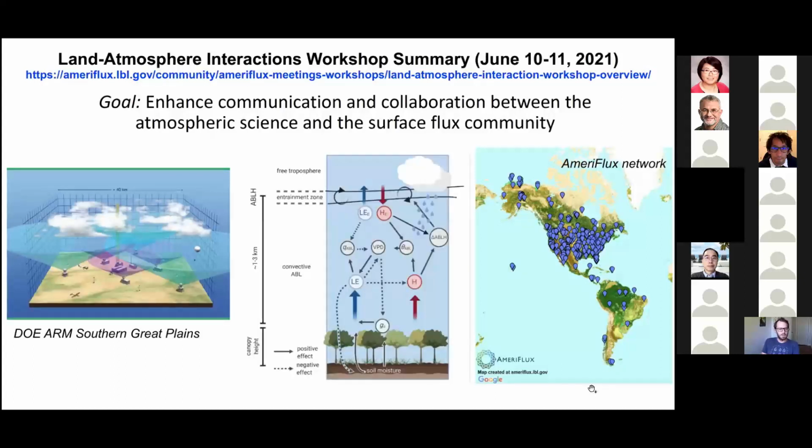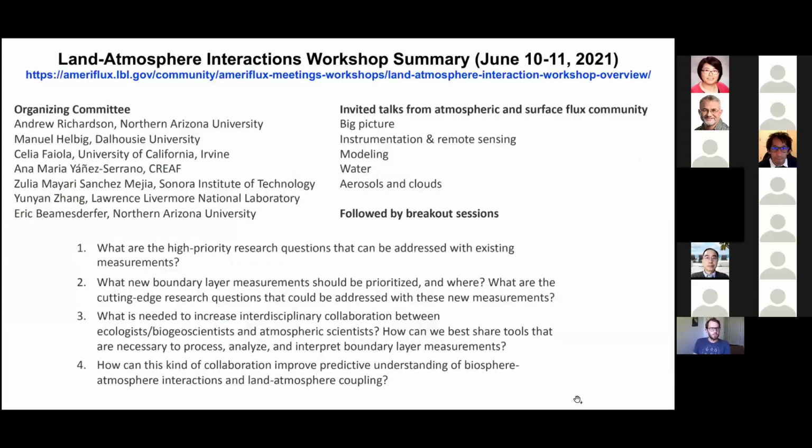What we really envisioned is to bring these communities back together, with expertise focused more on the ecosystem side, together with the atmospheric side, because that's how we think is the best way forward to really understand land-atmosphere coupling in both directions. So we got together an organizing committee from different countries and different universities, also with participation from Europe and from Mexico. And we planned this virtual workshop for a long time.